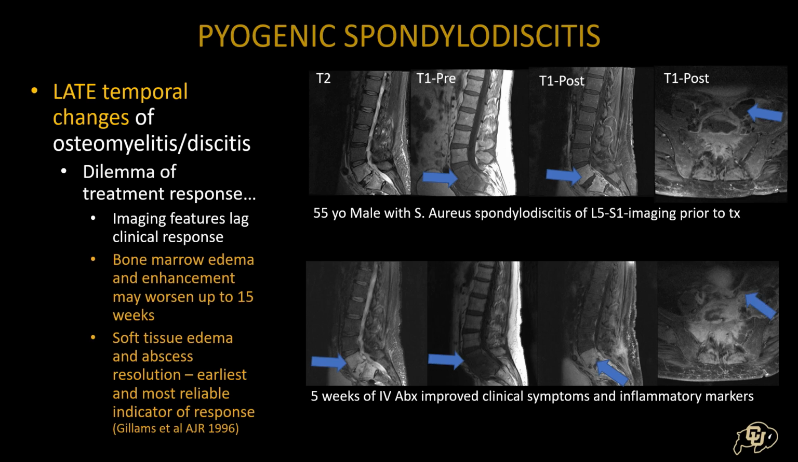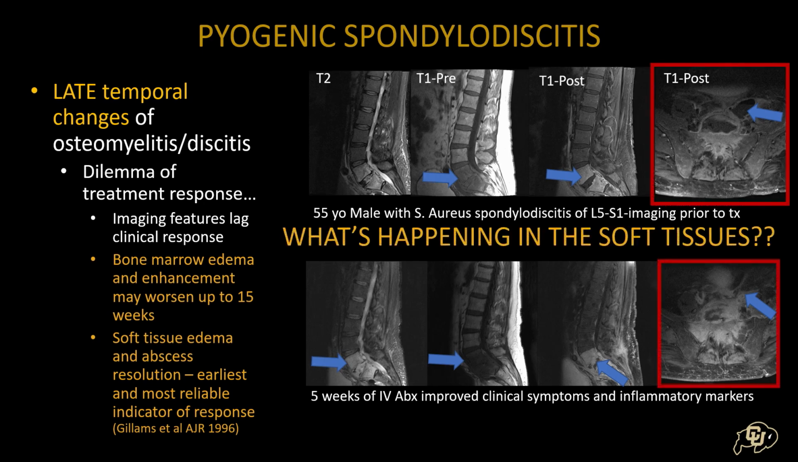So bone marrow edema and enhancement is expected to worsen for up to 4 months after appropriate antibiotic therapy. This is because infection damages the bone, and it damages the stability and integrity of the spine. So you're going to see a lot of remodeling and changes happening in the bone for a long time. Think about fractures. They take a long time to heal. So the best thing to do is pay attention to what's happening in the soft tissues. Look at this abscess. It's gone. The paraspinal edema and the epidural abscess also gone.